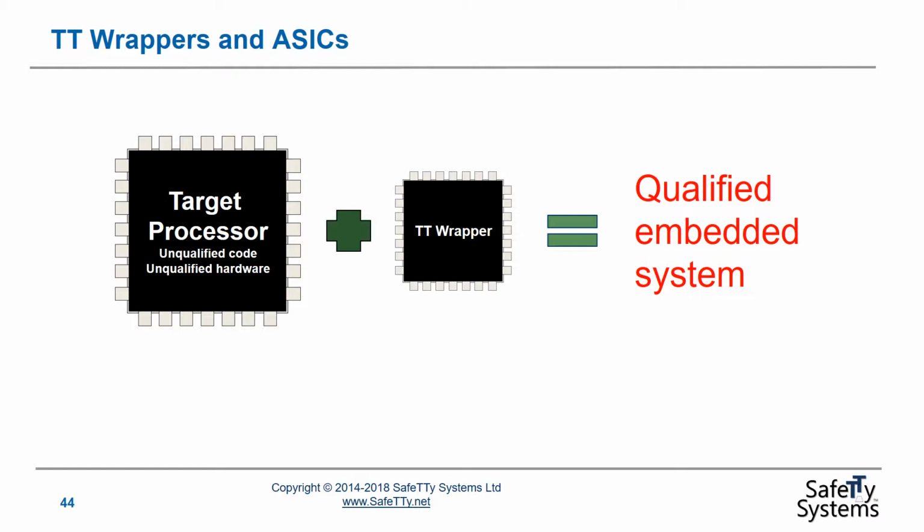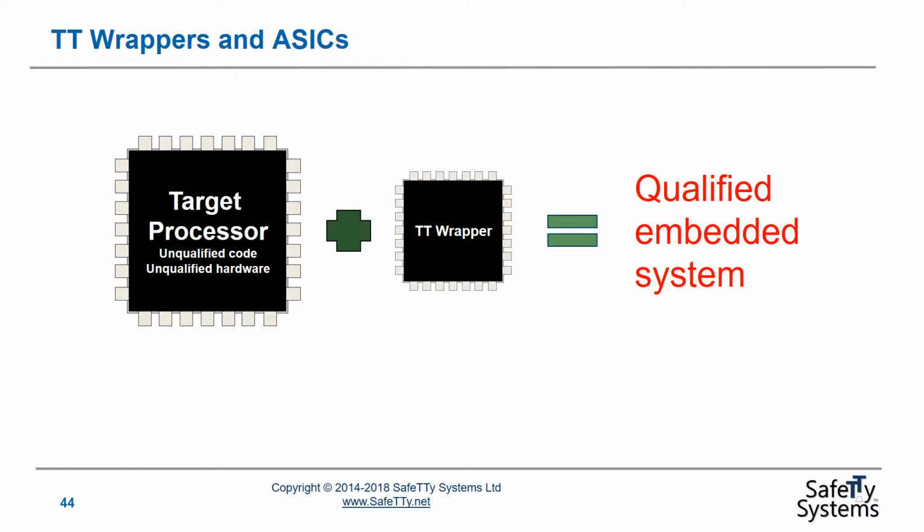So the TT wrapper examples that I've looked at very briefly in this presentation have all so far involved the following combination: some kind of target processor running unqualified code, probably on unqualified hardware, combined with a TT wrapper, probably running on unqualified hardware, certainly running on a separate processor. And the end result is our goal is achieved, that we create a qualified embedded system.